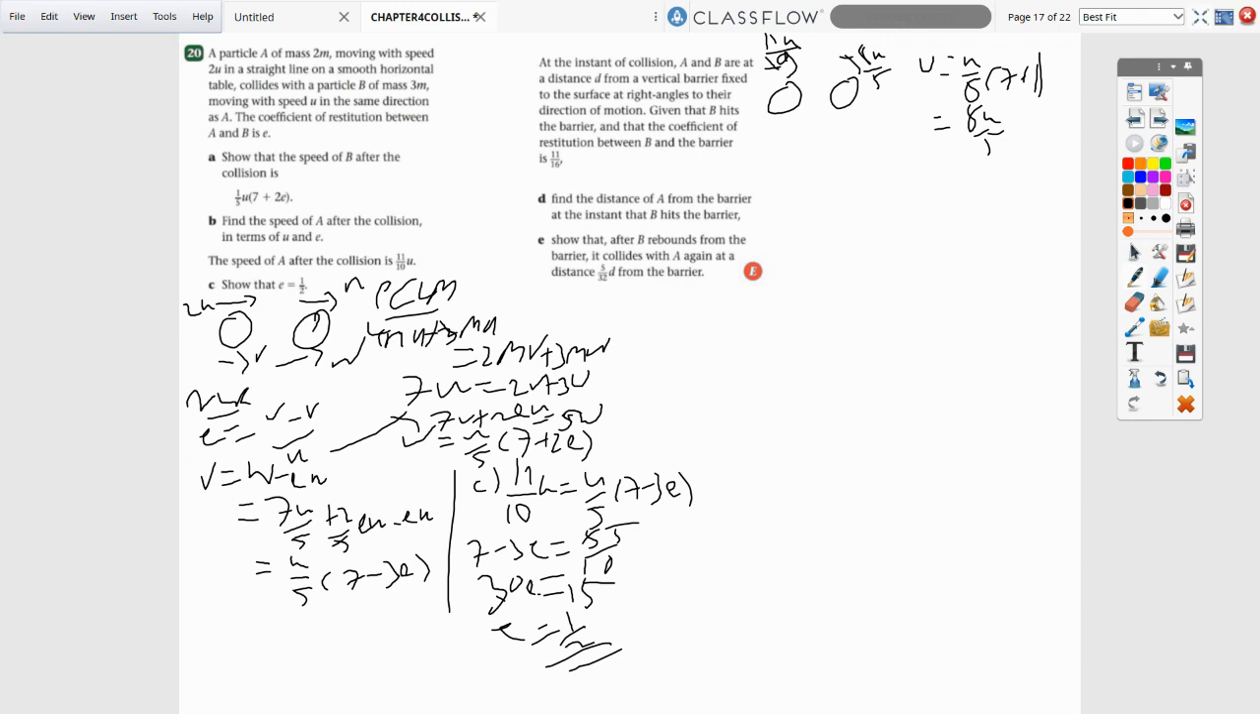So, the best way to work out the speed that it will bounce off the wall is doing 8u over 5 times 11 over 16. Now, that's going to give me 88 over 80, which is 11 over 10 u. So it rebounds with the same speed again. Interesting.